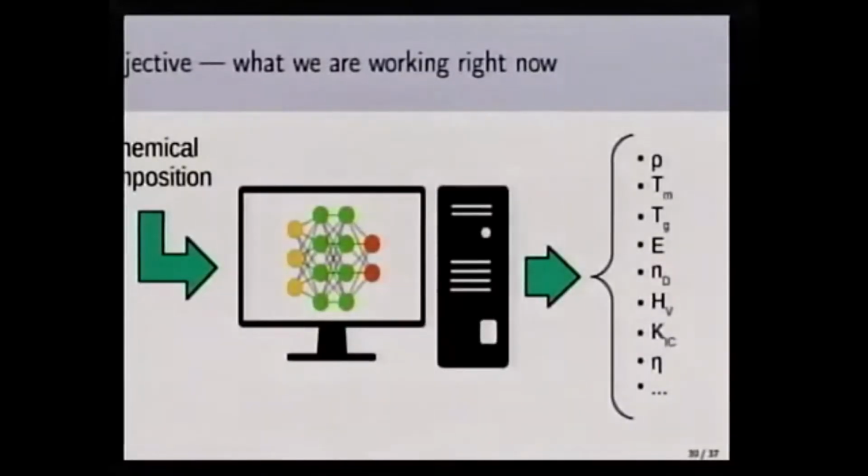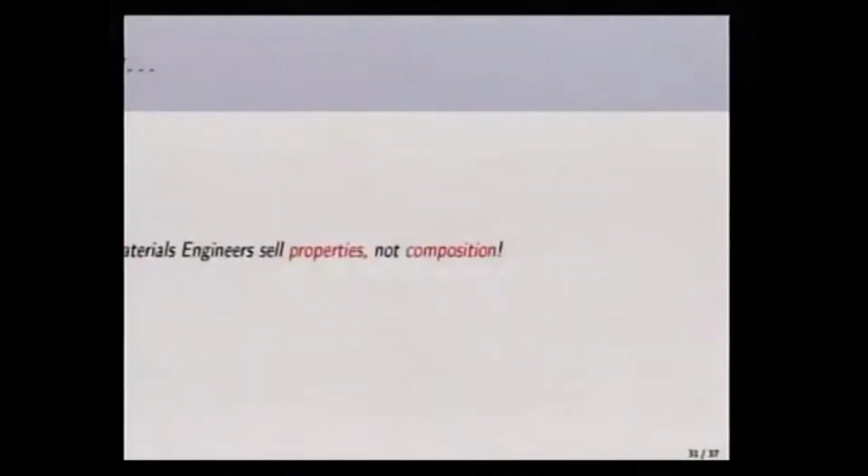And what we're working on right now, of course, for TG, it gave us a good result. So now we want to predict all the properties. Okay, so it's the logical next step. However, we as materials engineers do not sell composition. We sell properties, right? The consumer doesn't care if the material has silicon, has boron, has chromium. Of course, if there is a toxic compound in there, then they care. But otherwise, they don't care.